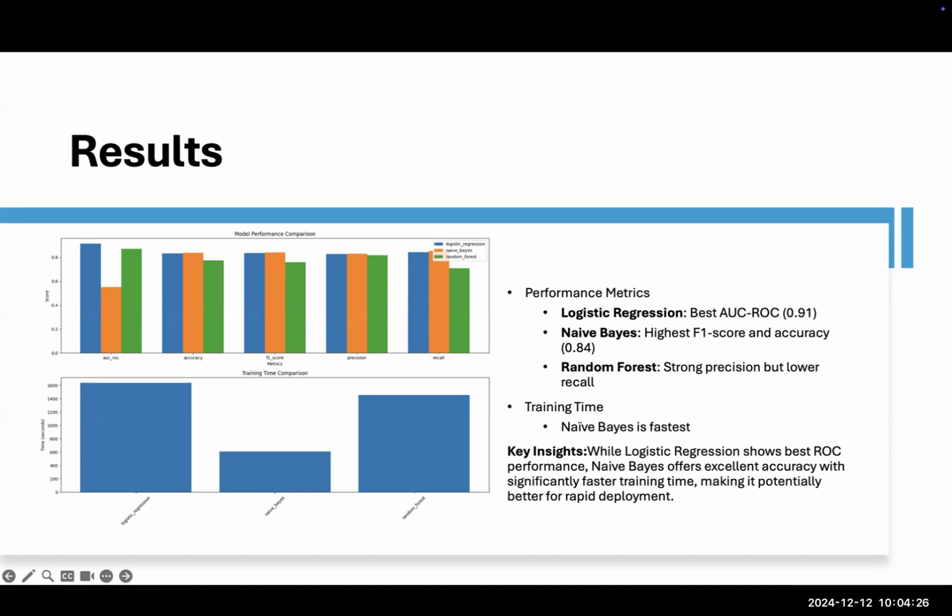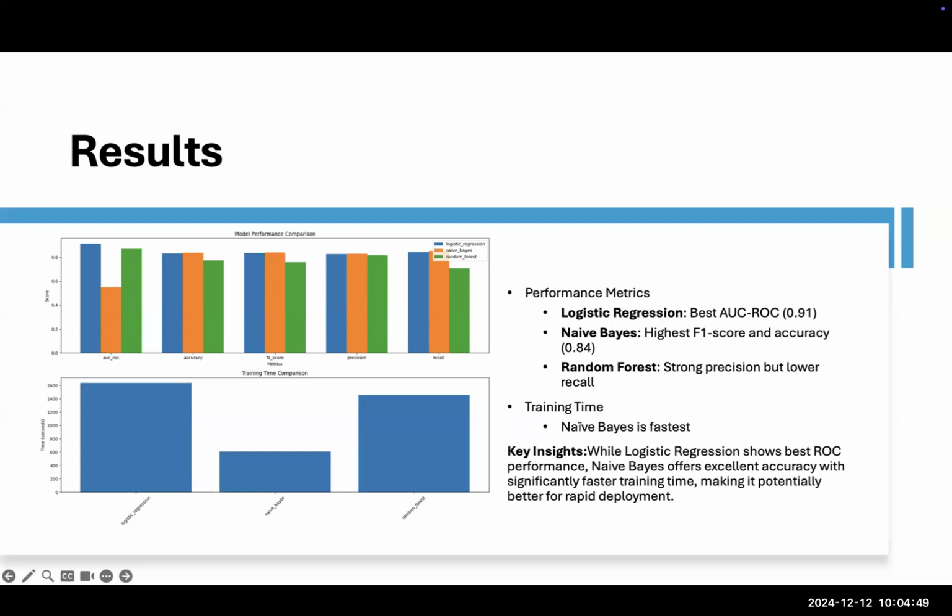What is very interesting is its training time. If you look at the lower graph, it's roughly 3 times faster than both logistic regression and random forest. This efficiency-performance balance makes it an attractive choice for rapid deployment scenarios. The random forest model showed strong precision but lower recall, which means that it was more conservative in its positive predictions. This can be valuable in situations where false positives are costlier than false negatives.